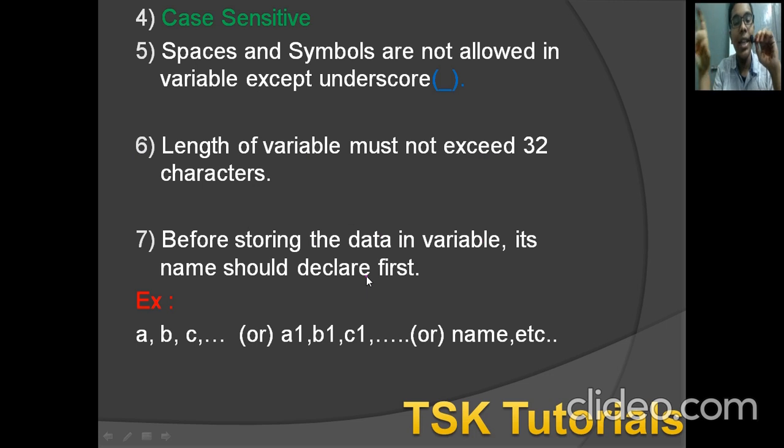First you have to declare the name of the variable, then you have to give the data into it. The examples I have told: A, B, C, and so on, A1, B1, C1, or any name. Or your name can be given as a variable, or your name along with some digits. For example, my name is Suraj, Suraj1, Suraj2, like that. Anything. Your name along with a digit, your name along with an underscore, anything can be given as the variable for a program to store your desired input.